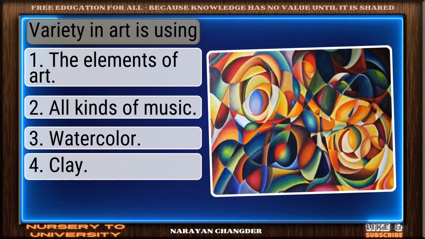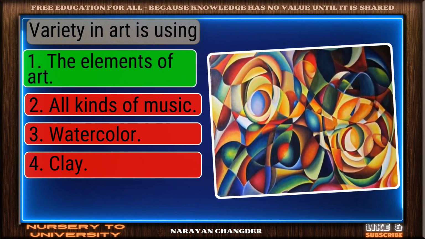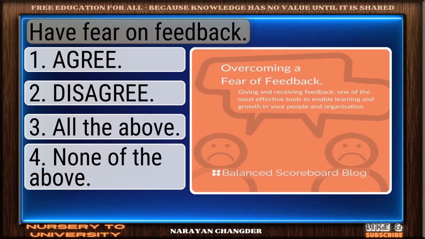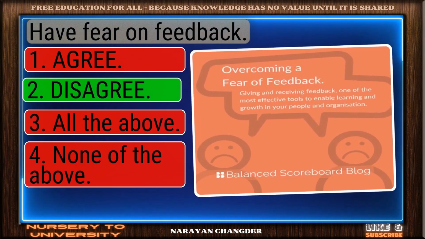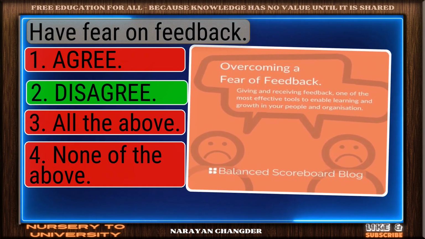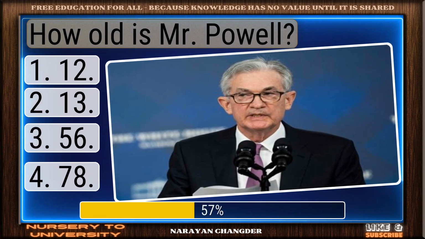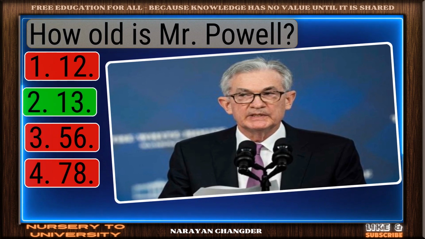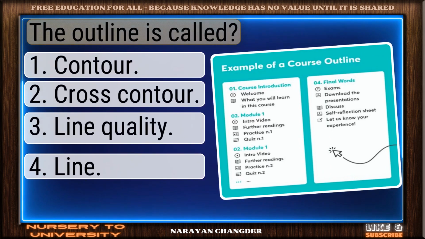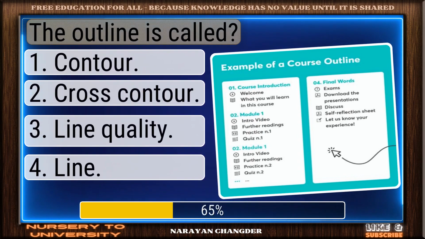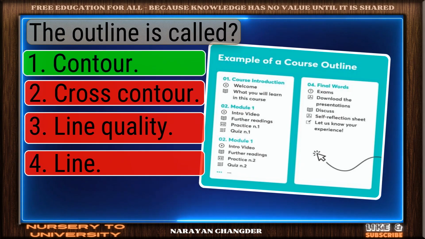Variety in art is using. Good thinking. The elements of art is the right answer. Have fear on feedback. Nicely done. Disagree is a solid answer. How old is Mr. Pyle? Solid response. 13 is a valid choice. The outline is cold. Great thinking. Contour is the right choice.